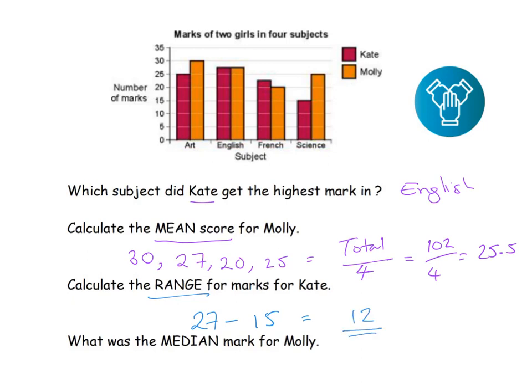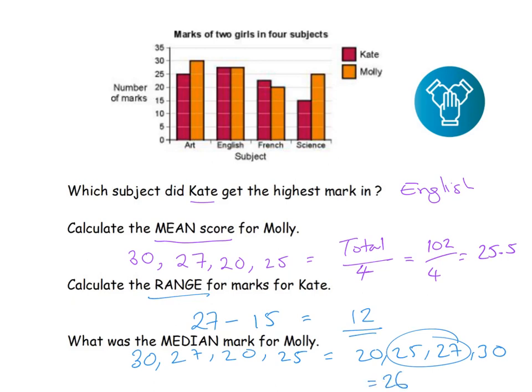And then I'm going to write down all the scores for Molly. So we've got 30, 27, 20 and 25. So the one in the middle, when they're in order, is in the middle of those two, so that has to be 26.